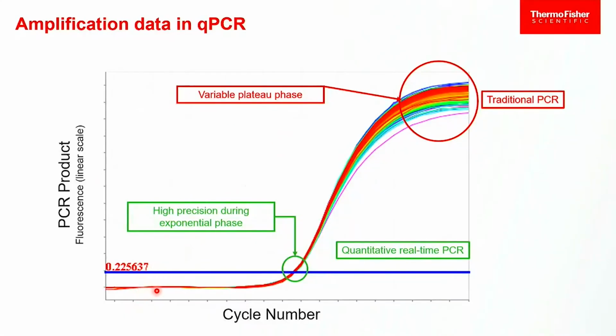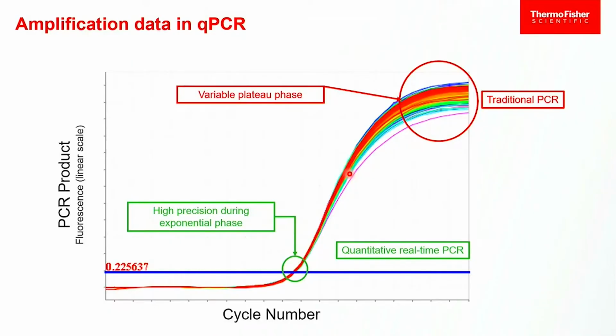So we've got our baseline, and then we take off into our exponential growth phase. This is where we can actually see that twofold growth. We have twice as much as the cycle before, and we can measure that. That's the high accuracy region, and so this is where we look to do that quantification. We then move forward into what we call the linear phase, which is where we're still making more, but we're not making twice as much every cycle. We're making a little bit less.